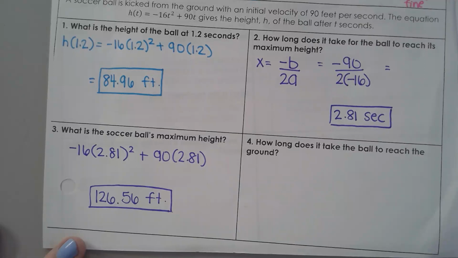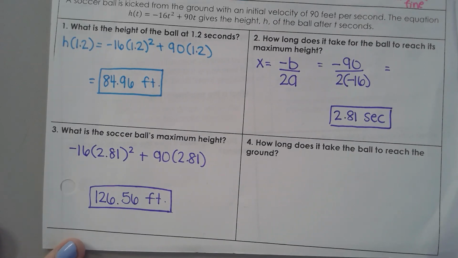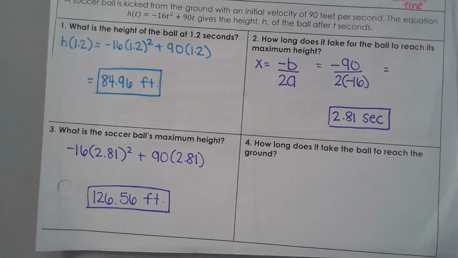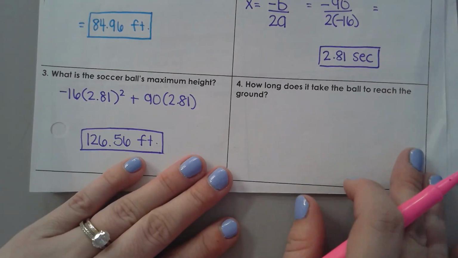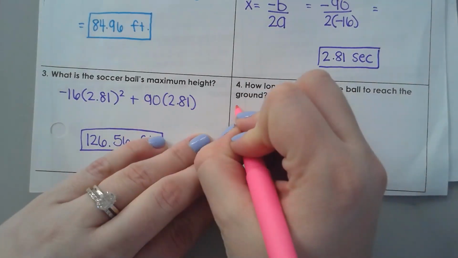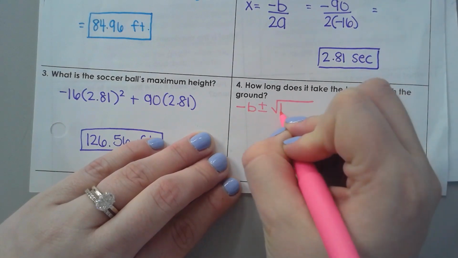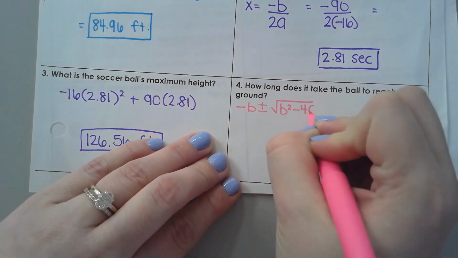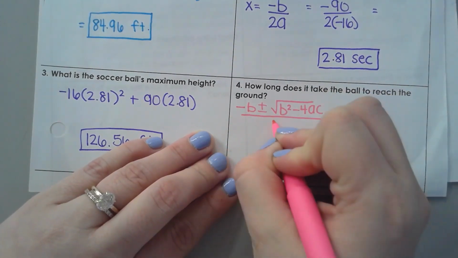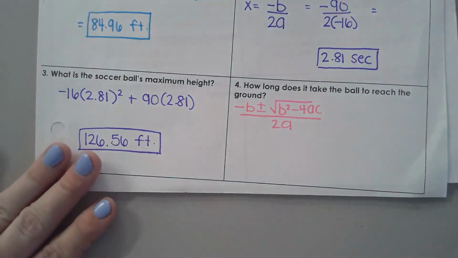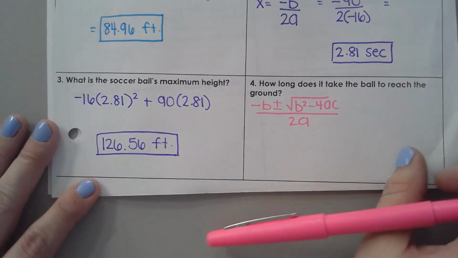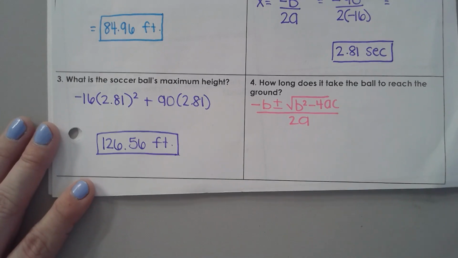How long does it take the ball to reach the ground? What am I asking you to find here? The x-intercepts. And what quadratic formula? Which is negative b plus or minus the square root of b squared minus 4ac all over 2a. You're going to have that memorized for the first little part of the test.